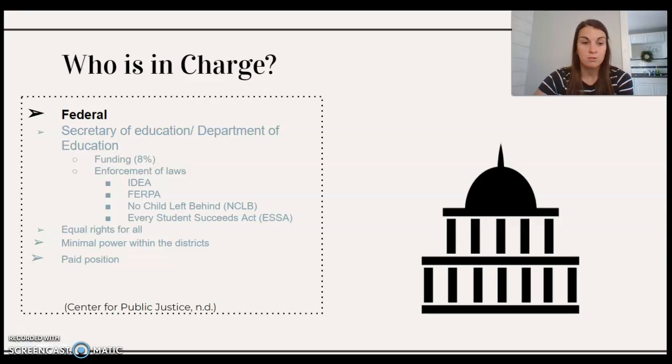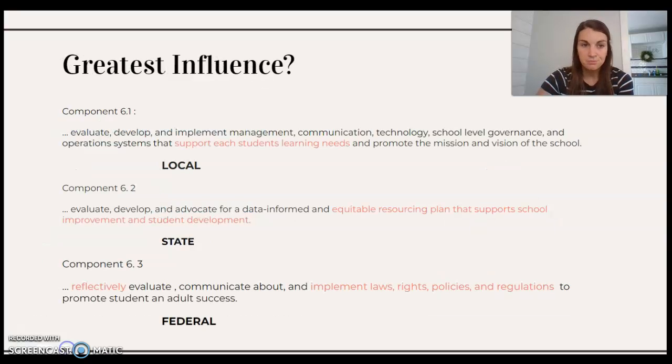And then the Every Student Succeeds Act, excuse me. With the federal level, we have equal rights for all, and then minimal power within the districts, but these that are at the federal level, these are paid positions. So the greatest influence, we look at our three components we have. Component 1, evaluate, develop, and implement management, communication technologies, school level governance, and operation systems that support each student's learning needs and promote the mission and vision of the school.